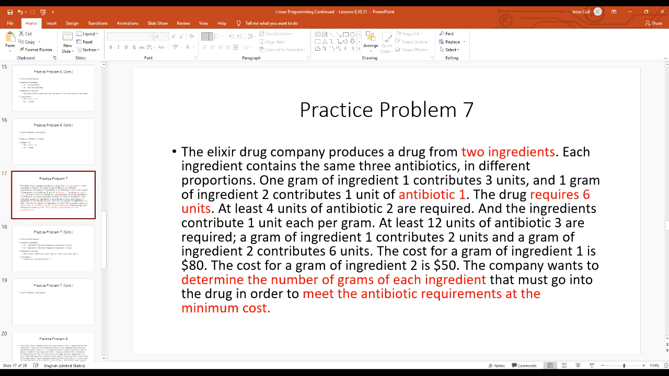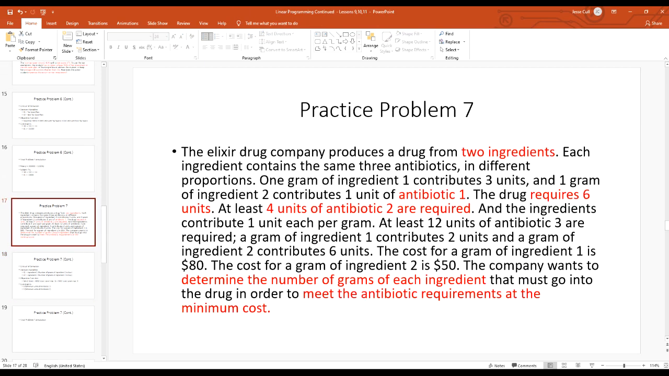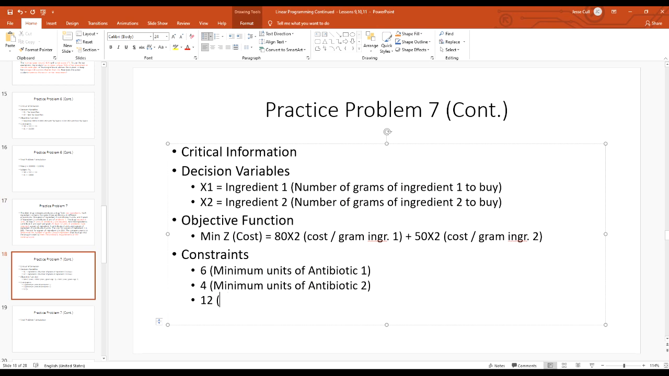Now, at least 4 units of antibiotic 2 are required. That's also a requirement. So we go here, 4, and that's minimum units of antibiotic 2. Finally, at least 12 units of antibiotic 3 are required. And this is our final constraint. So we come down here, 12, and that's minimum units of antibiotic 3.